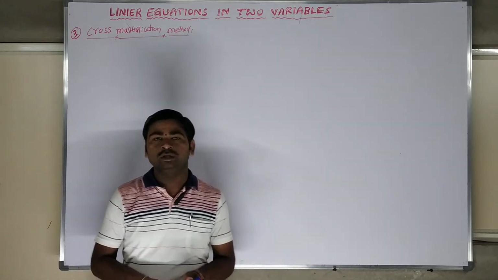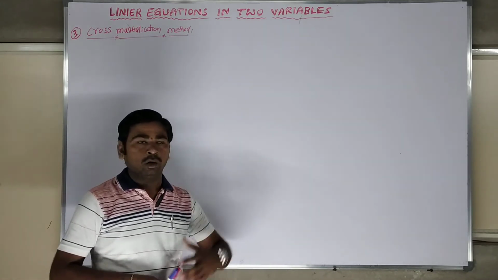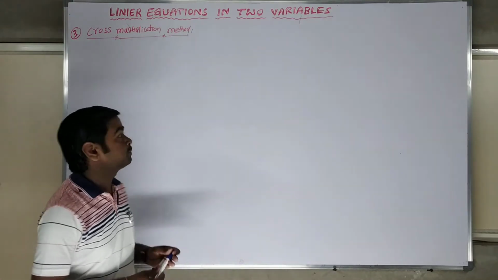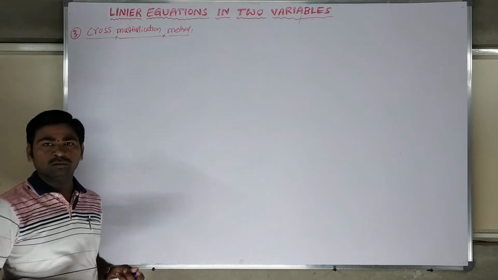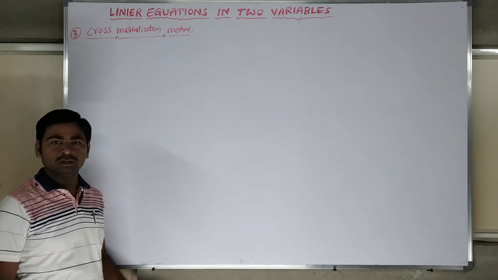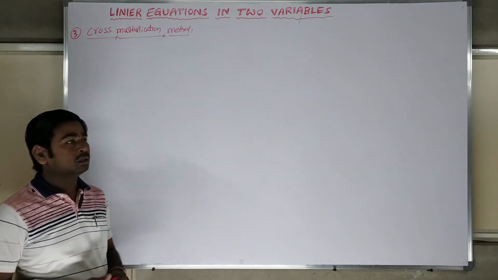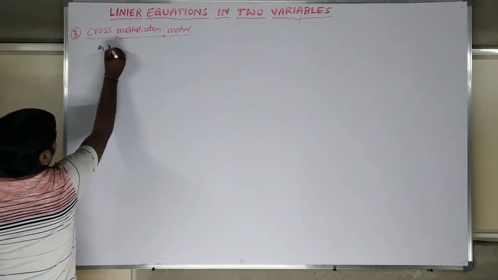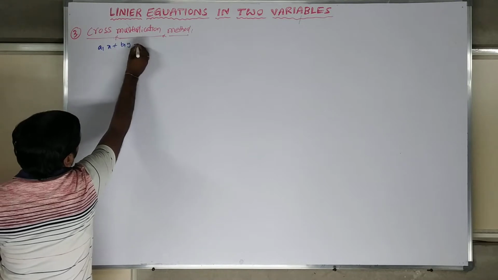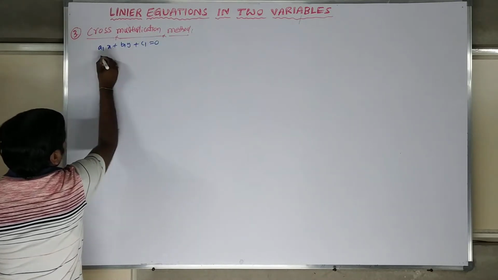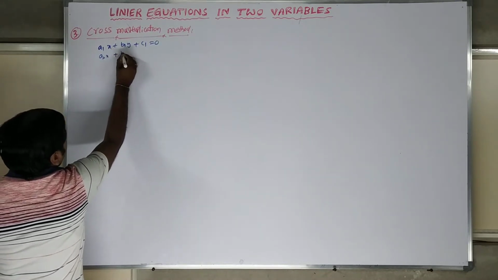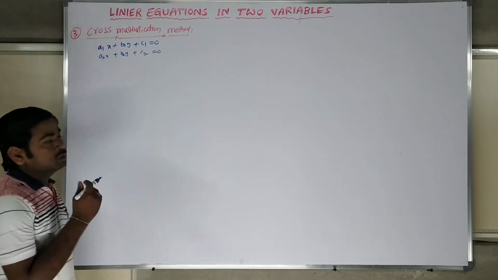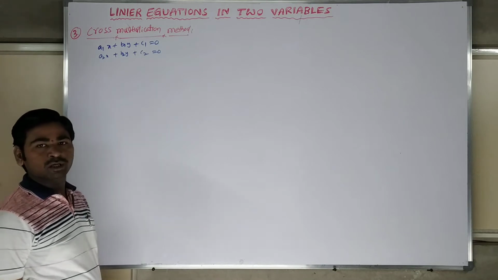Now today we have to see how to solve the given question by using the cross multiplication method. I'll explain the method first, how to do the cross multiplication, then I'll take an example. So let us take the problem in the form a1x plus b1y plus c1 is equal to 0, a2x plus b2y plus c2 is equal to 0. The question should be like this model, two equations, two variables.